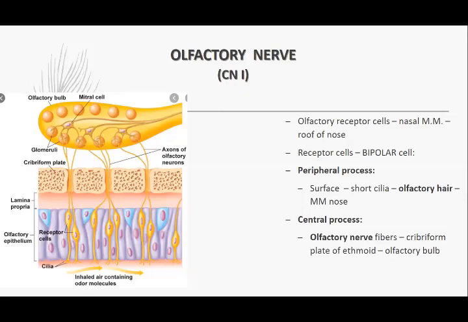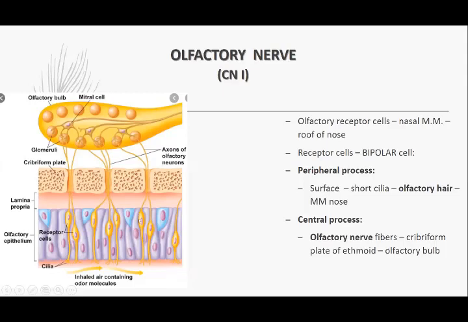Cribriform plate means it has holes in it, like this. This is the cribriform plate of the ethmoid, and it has these holes. Okay? Now covering this cribriform plate of the ethmoid, like everywhere else in the nose, you have mucous membrane. The difference between the mucous membrane covering the lateral and medial walls and the mucous membrane covering the roof, the cribriform plate, is that the one lining the cribriform plate contains receptors.